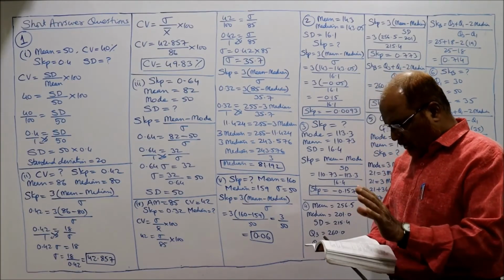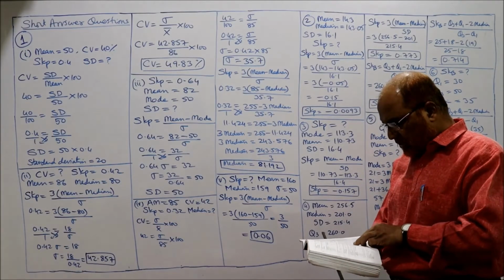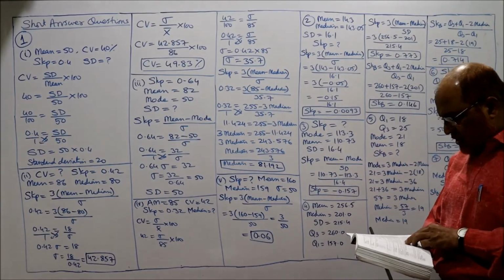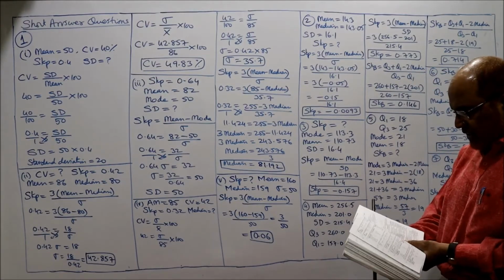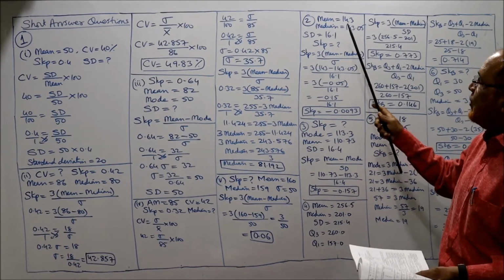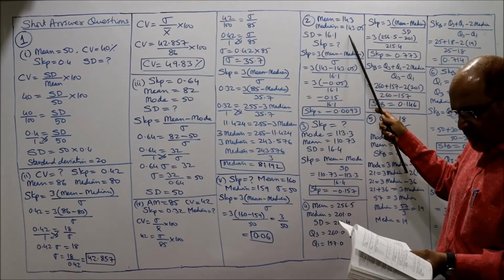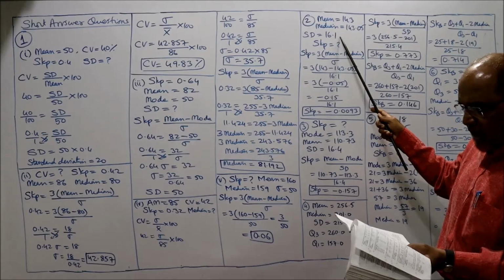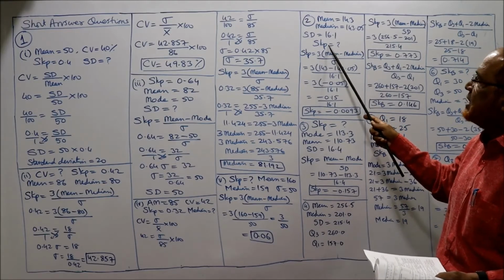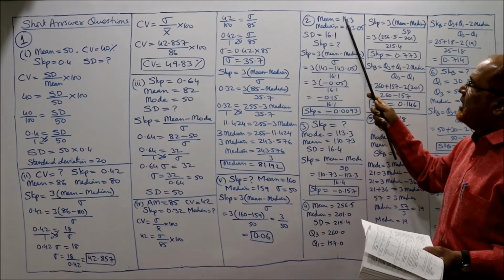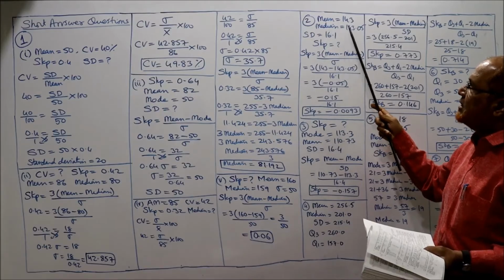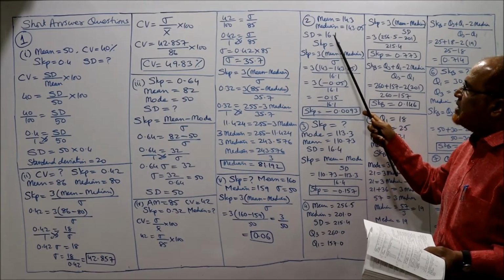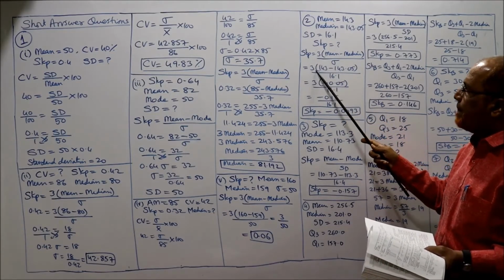Given mean is equal to 143, median is 143.05, standard deviation 16.1. So we have written the information. Mean is 143, median is 143.05, standard deviation 16.1. Find out Carl Pearson's coefficient of skewness. We have to find SKP. So mean is given, median is given, standard deviation is given. SKP formula will apply.